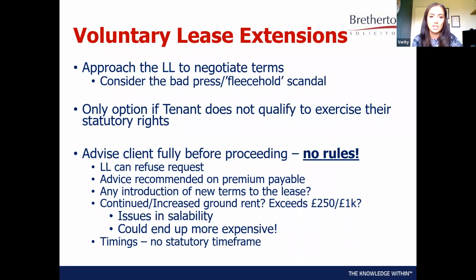And lastly, there's no statutory time frame for a voluntary lease extension. There are no deadlines. You cannot enforce the freeholder to do anything, meaning that they could just rescind an offer and make you pay more later down the line. So it's a lot safer should your client qualify to go down that other statutory lease extension.